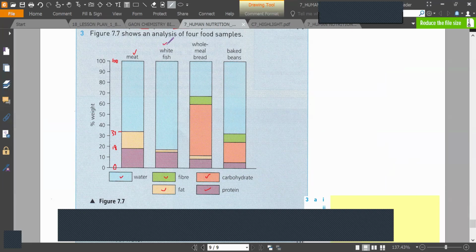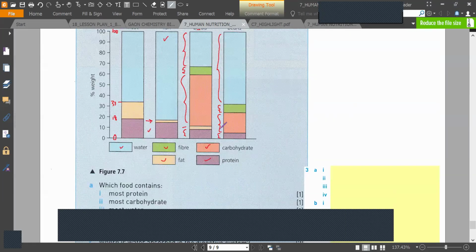For the whitefish, we can see a lot of water as well, a little bit of carbohydrate, and quite a bit of protein. Wholemeal bread has less water, some fiber, lots of carbohydrates, a little bit of fat, which is yellow, and a little bit of protein. Baked beans again have lots of water, some fiber, lots of carbohydrate and a little bit of protein. So roughly we get some ideas there.